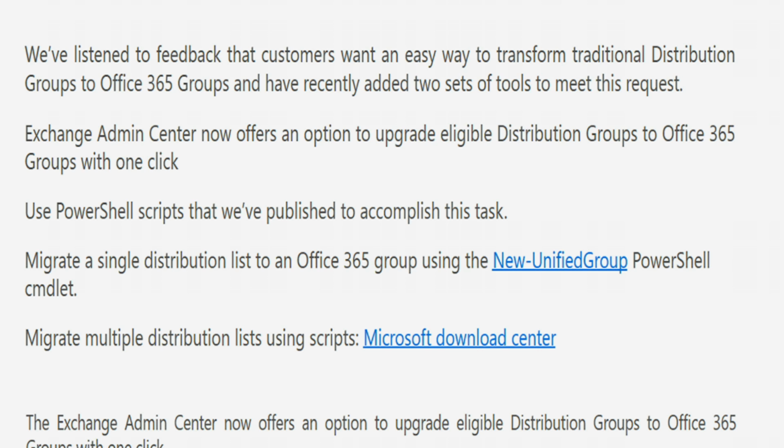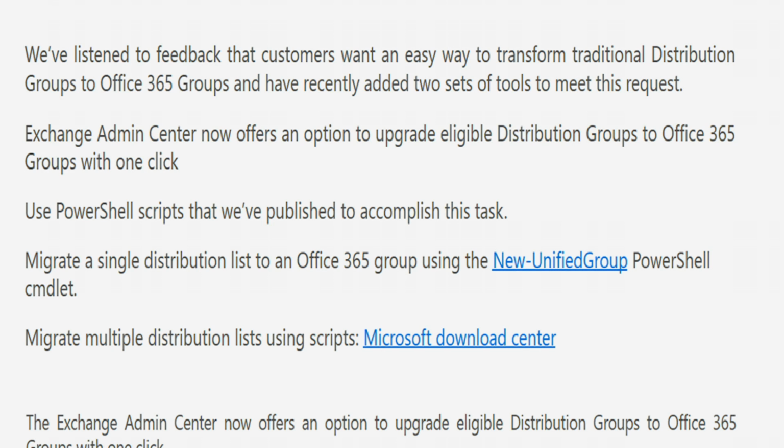We have heard your feedback. Last year, there was a lot of feedback: how do we migrate our DLs? It is a manual process. It's not a clean process. We have to do a lot of things ourselves. Is there an easy way to do this? What we have come up with is 2 options for you. One is a script, which you can execute from PowerShell. The second one is from Exchange Admin Center, just a single click to migrate your distribution list to groups.